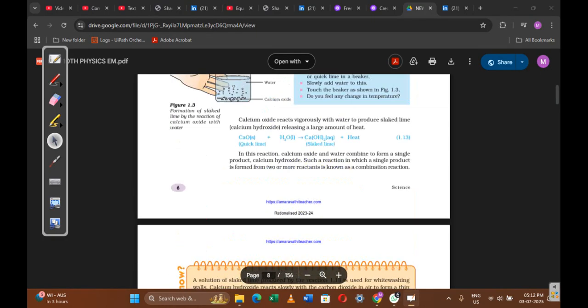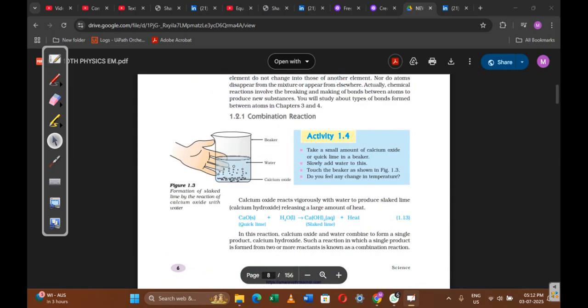Till now we discussed different types of reactions in activities 1.1, 1.2, 1.3. In these types of reactions, one is combination reaction. Combination means two substances combine and form a single product. Combine means two or more substances combine and form a single substance.